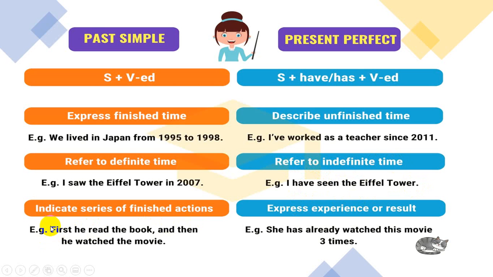The last one, past simple indicates a series of finished actions. For example, first he read the book. Read here, past simple. And then he watched the movie. Read and watched are in the past simple tense. But the present perfect expresses experiences or results, like she has already watched this movie 3 times.